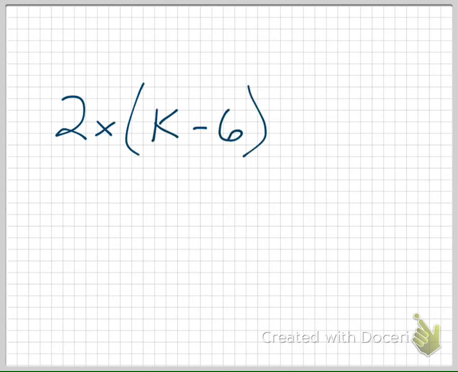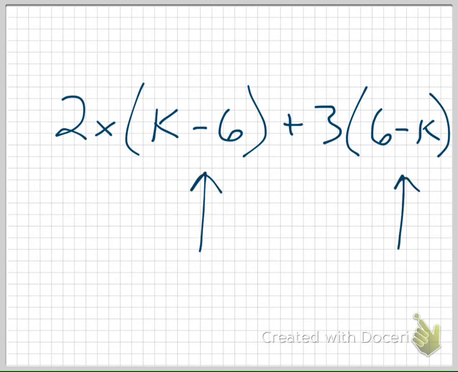Okay, there's something else I need you to understand. What if my problem ended up looking something like this? 2x times k minus 6, and then I have plus 3 times 6 minus k. You go, wait a second. Are these identical? What is 5 minus 3? What is 3 minus 5? So they're not the same at all, right? These two are not the same. But they look really close, right?